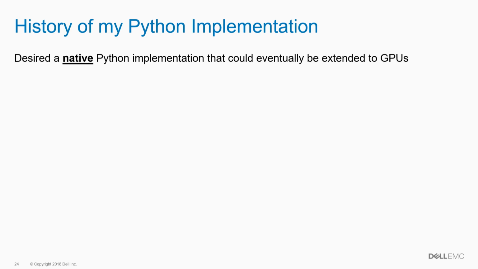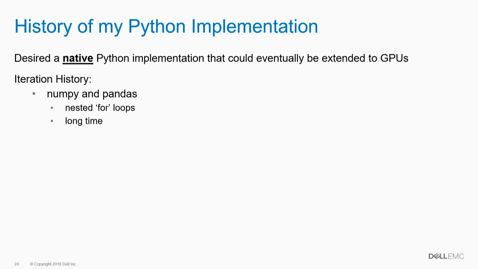So whether I want to keep it to a CPU or GPU, it shouldn't matter. I should just be able to write it, and it should go quickly. My iteration history: I first started off with just NumPy and pandas. I did some nested for loops, and that just took me a long time. I was like, okay, this is a great thing, but I just can't scale it.